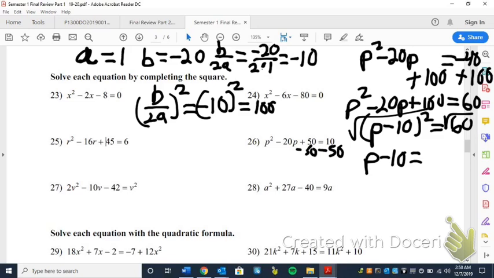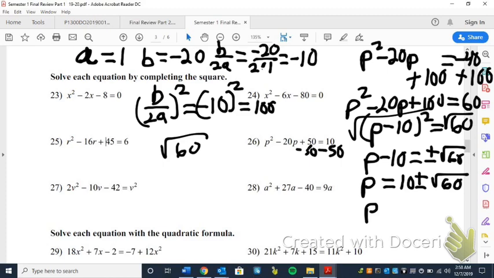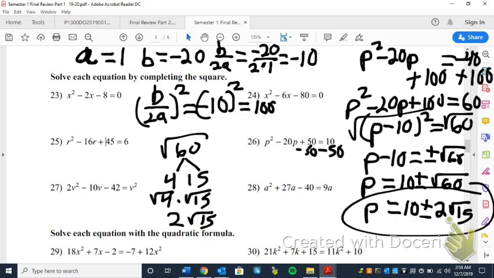Factor to p minus 10 squared equals 60. Square root both sides, so I have p minus 10 equals plus or minus the square root of 60. Add 10. So I have p equals 10 plus or minus the square root of 60. I'm kind of okay if you use that, but I want you guys to start understanding that that can be broken down. You can simplify that radical. 60 turns into 4 times 15. 4 is a perfect square, so we can pull that out and go 2 times the square root of 15, which gives me 10 plus or minus 2 radical 15 as the correct answer there.